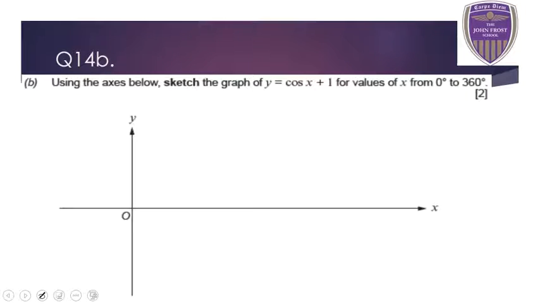Question 14b, using the axes below, sketch the graph of y equal to cos x plus 1 for values of x from 0 to 360. So the first thing you should do, if that's 0, you need to label this 0, 360, halfway is 180, then do your 90, and then do your 270 to split it up into 4. Okay, now what's important with the cos graph is that the cos of 0 is 1. So what I'm going to do, I'm going to draw the cos graph first. Okay, the cos of 90 is 0. Cos of 180 is minus 1.